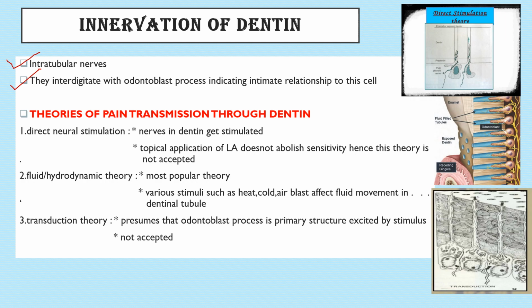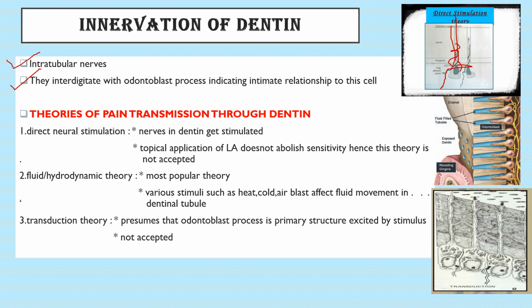As you can see here in this diagram, this is the odontoblast, and this is the odontoblastic process. So this is the nerve, which is an intratubular nerve. So it is more closely attached to the odontoblast.